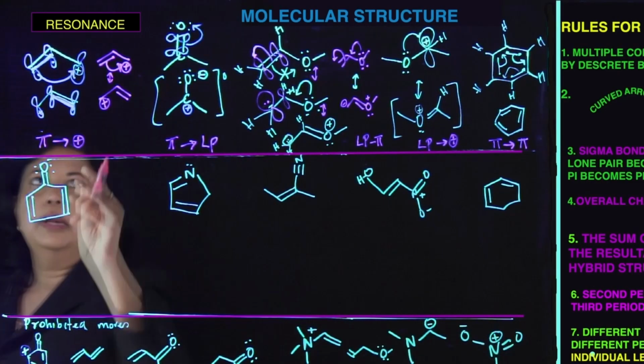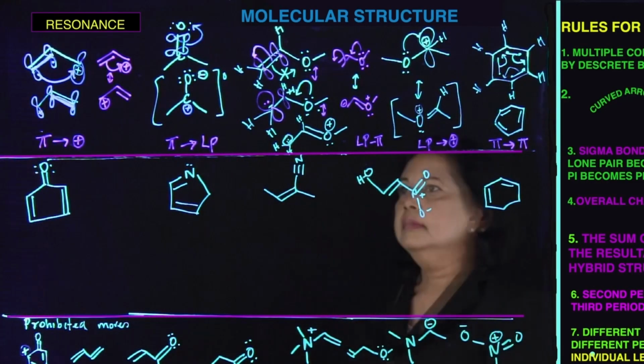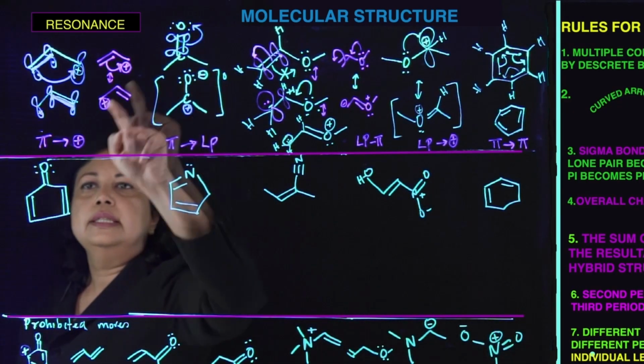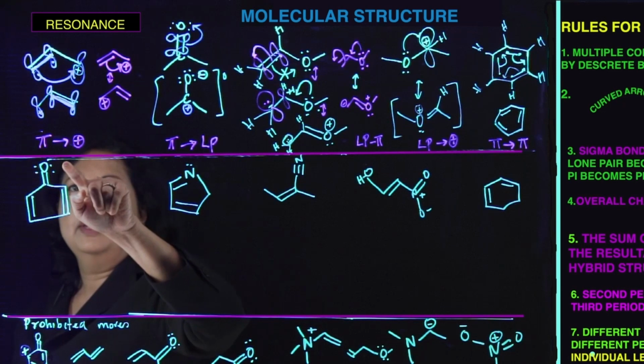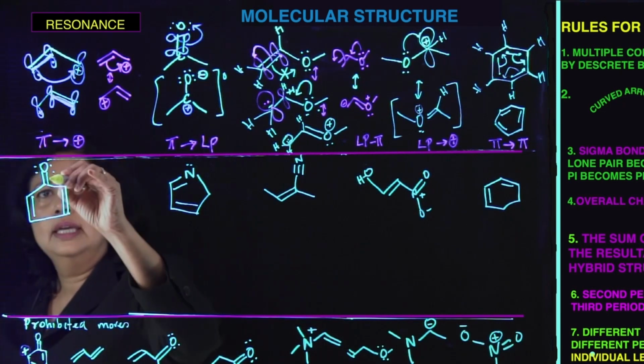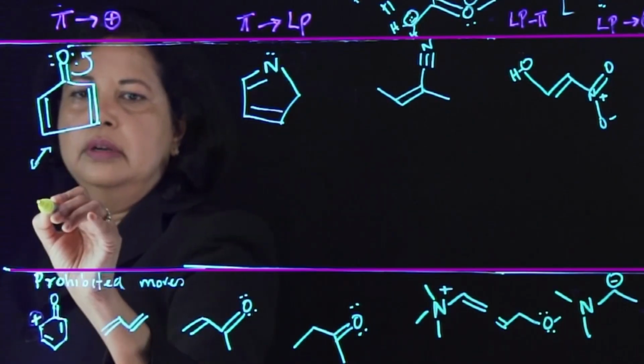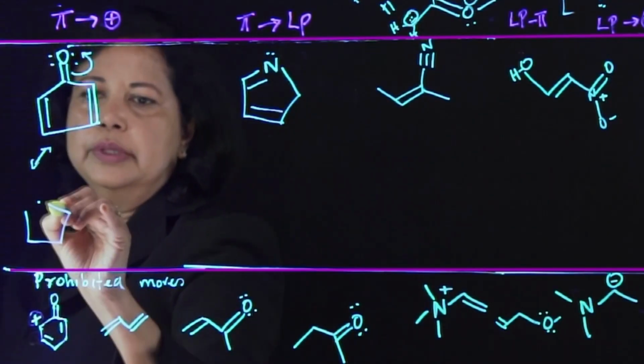And we are going to apply that here. What do we have here? Well, we have something similar to this, pi to lone pair. Great, so let's do that. Okay, so I'm going to draw it over here. We have pi to lone pair over there.